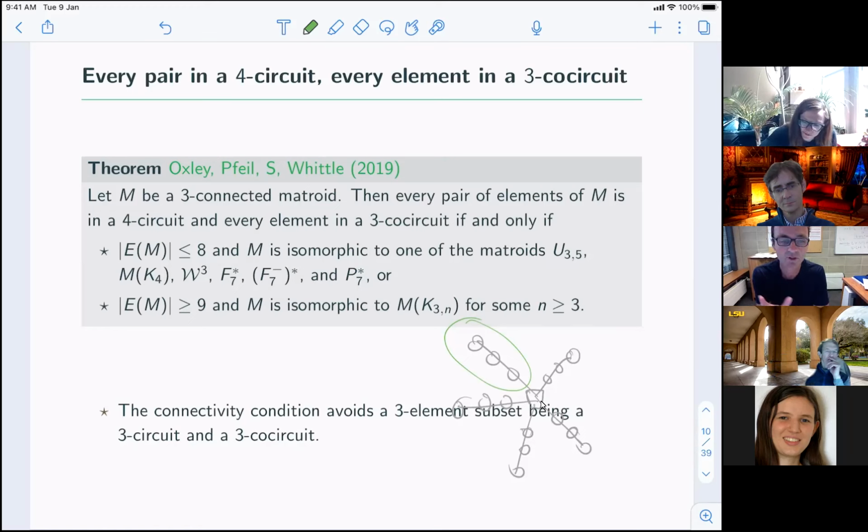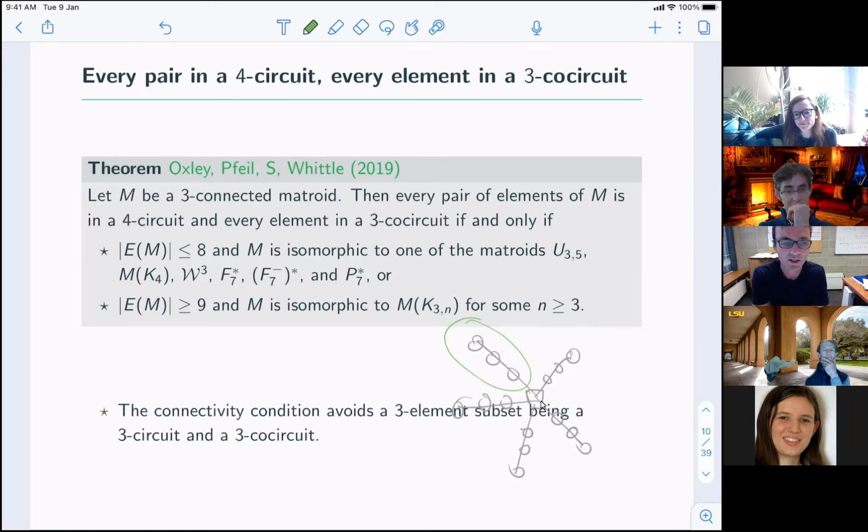So you partition the set into 3 element co-circuits, and then any pair of them induces the cycle matroid of K23. Right, and that's effectively how it goes. And you can do that provided there are at least 9 elements, and then of course you get these sporadic examples with at most 8.